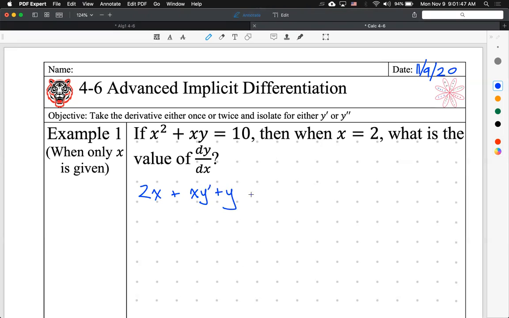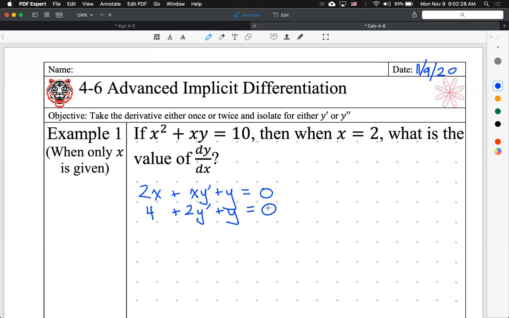y prime plus y is equal to, close, derivative of 10 is 0. Yeah, good. All right, so instead of trying to rearrange and isolate y prime right now, we're immediately going to plug in, and then we're going to isolate. So again, everywhere you see an x, that's going to be a 2. I guess we can just multiply that out, right? You guys are AP calculus. This is 4 plus 2y prime plus y is equal to 0.